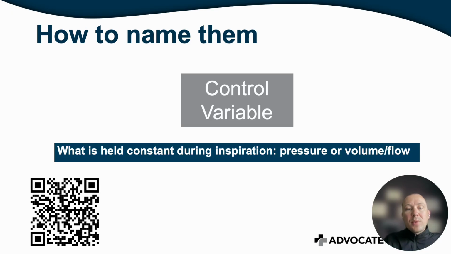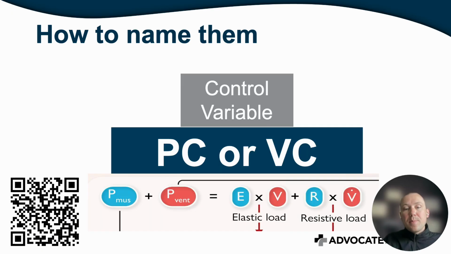So here we go. The first step in naming any mode is the control variable. The control variable describes what is being held constant during the inspiration, and expiration is always pressure control. So during the inspiration, we can have a PC breath, if we are controlling the left side of the equation of motion, or a VC breath, if we are controlling the volume and flow on the right side of the equation of motion.